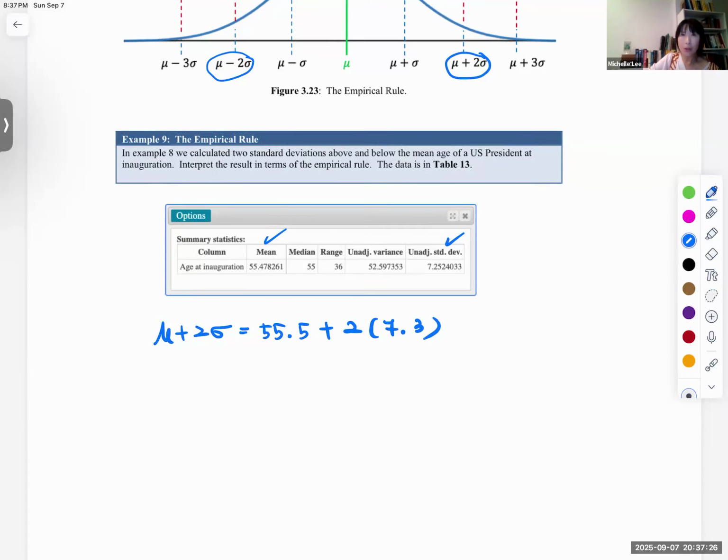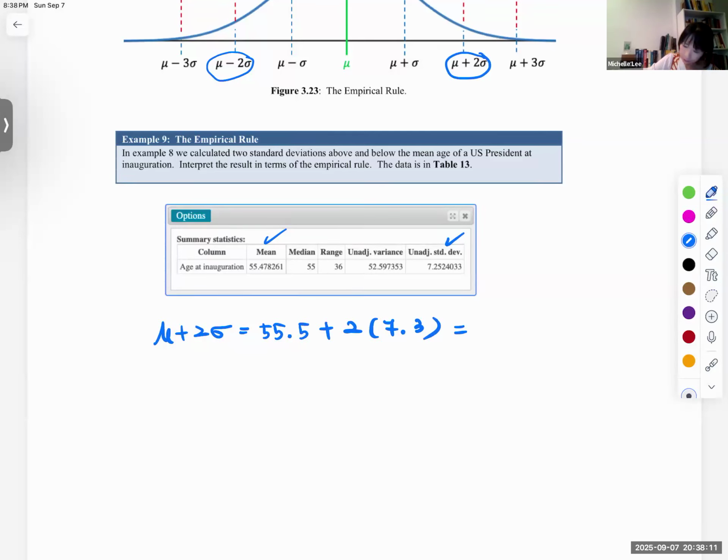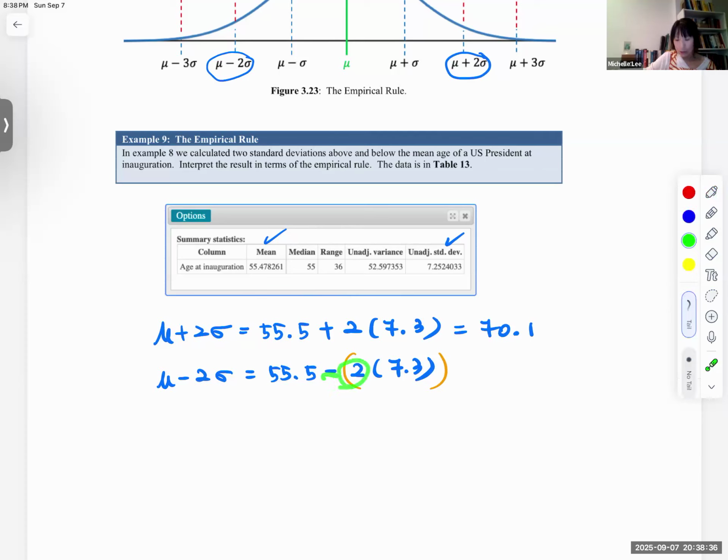Okay. Now, can you please calculate? So we get 70.1. Good. How about the subtraction part? Same number, subtract. If you want to use a calculator, you have to use parentheses in your calculator, otherwise it subtracts first, all right? So what do you get? It's 40.9.